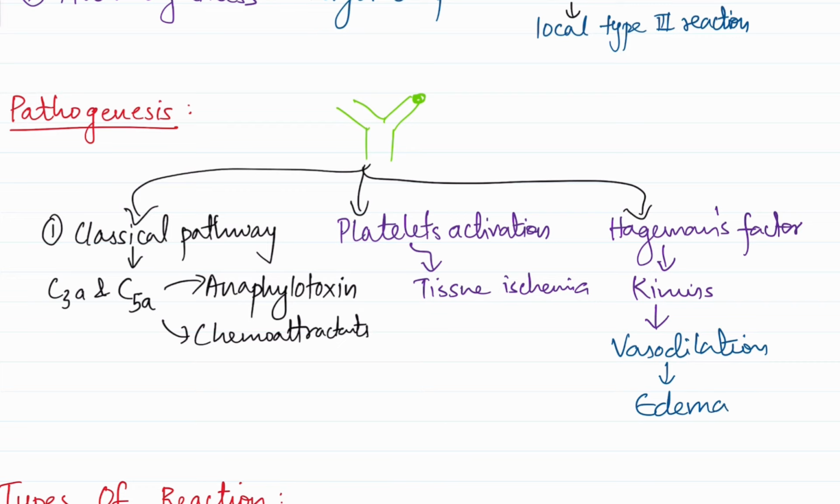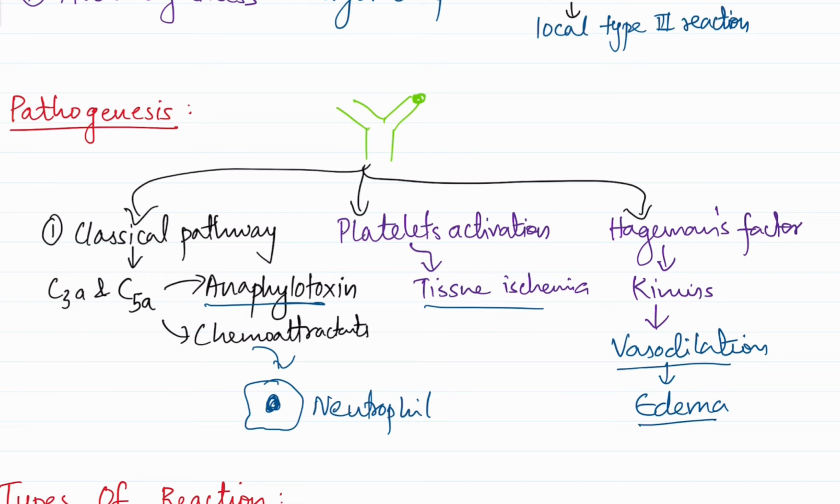So these are what happens in type 3 reaction. There will be mast cell degranulation, chemoattractants that activate the neutrophils, and then there will be tissue ischemia due to platelet activation and degranulation. Then there will be vasodilation and edema due to activation of Hageman's factor.